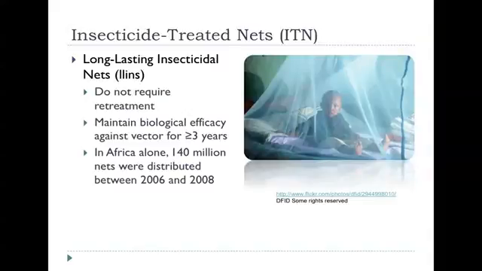So nets, we can use insecticide treated nets, and there is this most recent development of so-called long-lasting insecticidal nets. These do not require retreatment, so you can deploy them and they will last for at least 3 years. They provide a physical screen against the mosquito, but because they're impregnated with insecticides, they will also kill the mosquitoes if they get too close and try to get in. And in Africa alone, 140 million nets were distributed between 2006 and 2008.